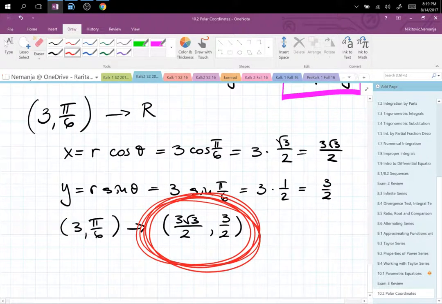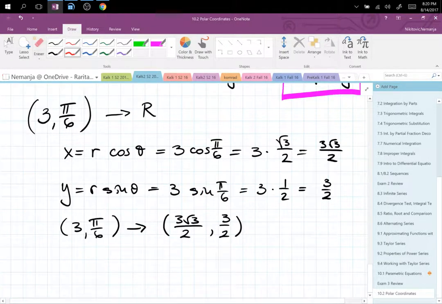How nice or easy is it to graph this point in rectangular coordinates? I understand that the second one is 1.5, right? Easy, right? But the first one with the root 3, not fun. And how easy is it to graph this? Fairly easy, right? We'll see more of that.